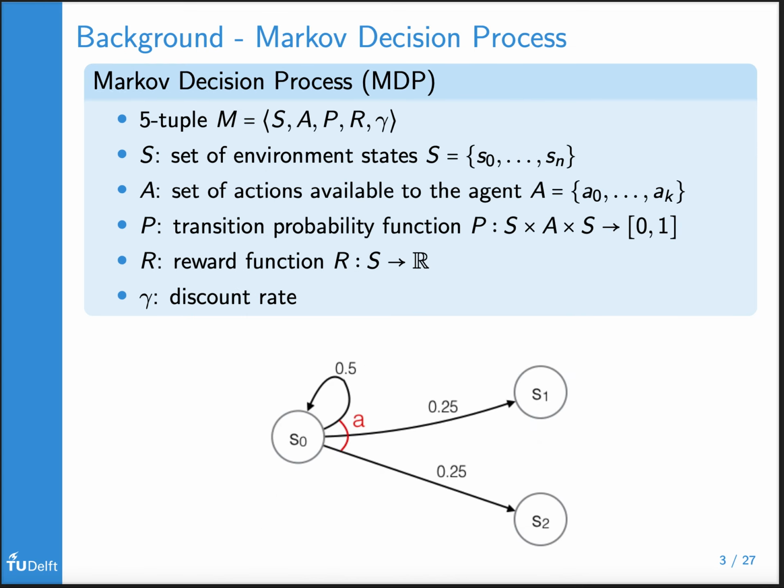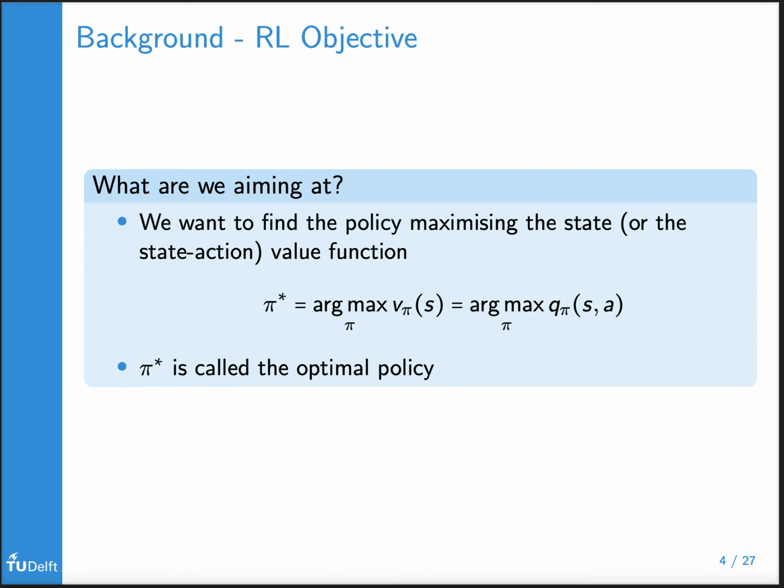This can be nicely formalized as a Markov decision process, or MDP. An MDP is a tuple consisting of five elements: a set of states, a set of actions, a transition probability function, a reward function, and a discount factor gamma. The objective of a reinforcement learning agent is to find the policy maximizing the state, or state action, value function. This policy, pi star, is often referred to as the optimal policy.